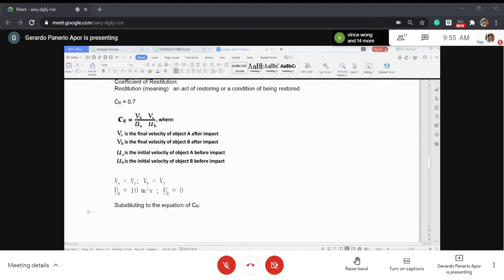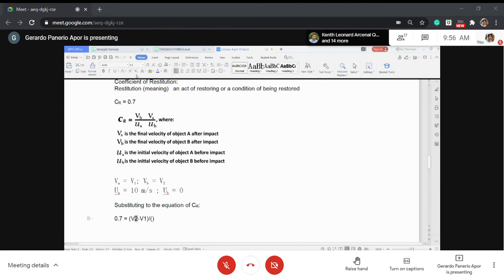So this is the substitution, and since CR is 0.7, we'll substitute that, and that is equal to, we'll just put that in a parenthesis, divided by what is inside the parenthesis. So the numerator is VB minus VA, so you will have V2 minus V1, which we do not know as of this moment.